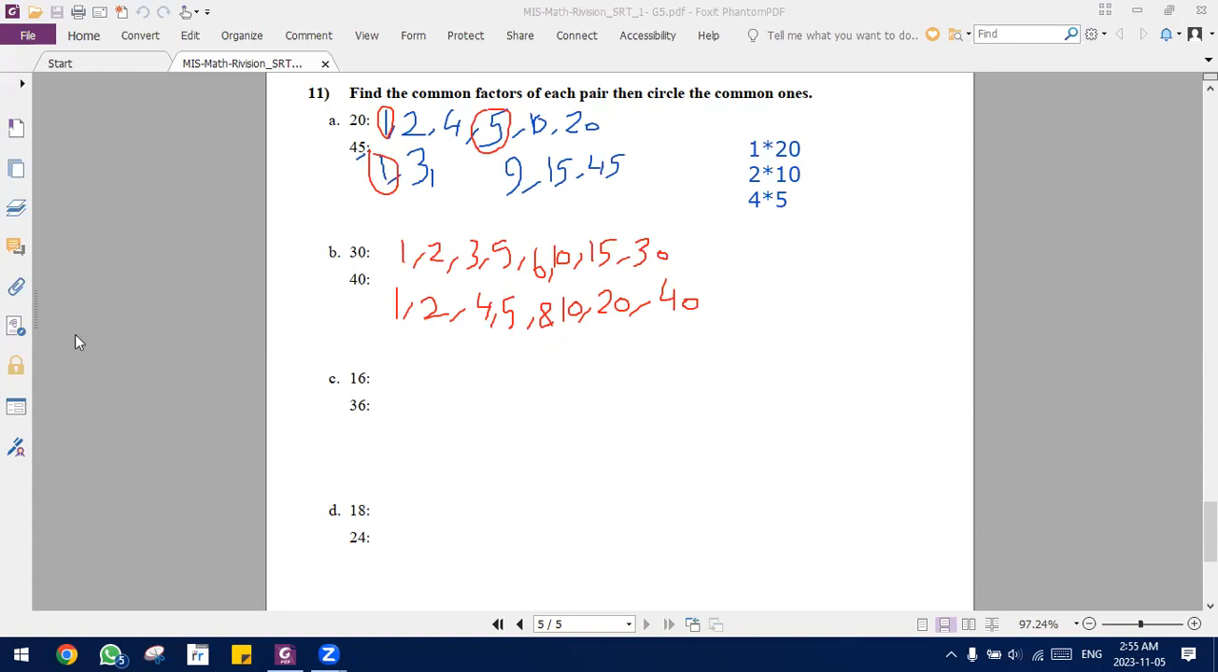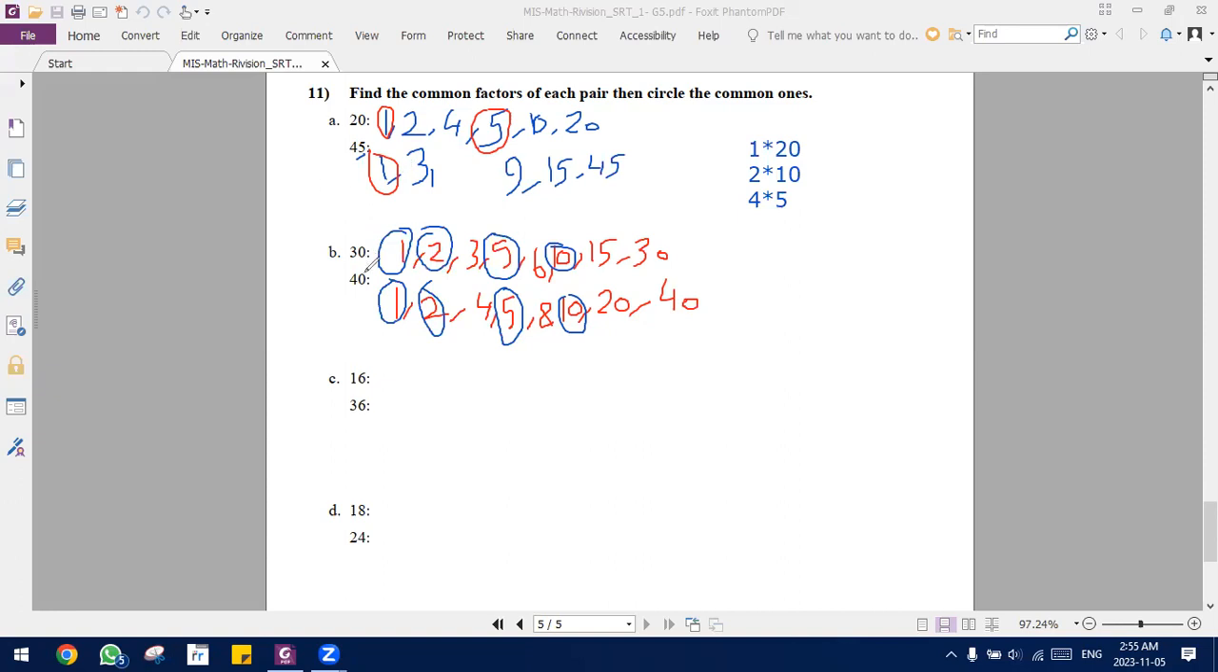Now let's circle the common factors. 1 is always common for all the values. We have 2. We have 5. We have 10. That's it. So 10 is the highest common factor.